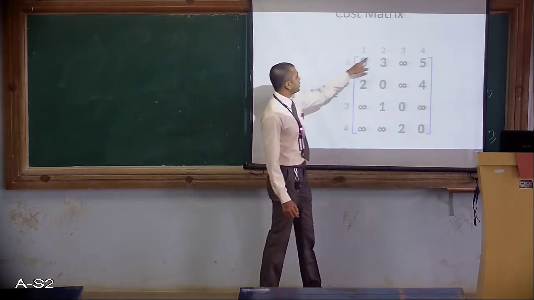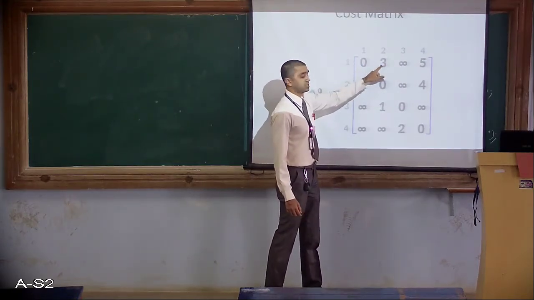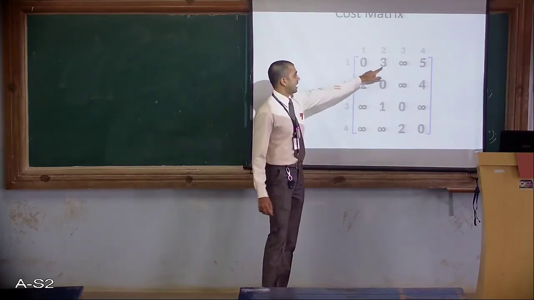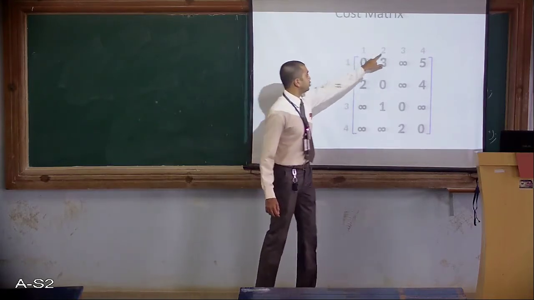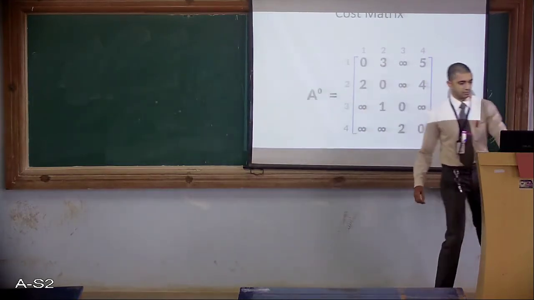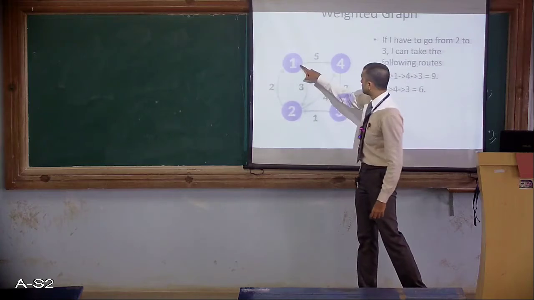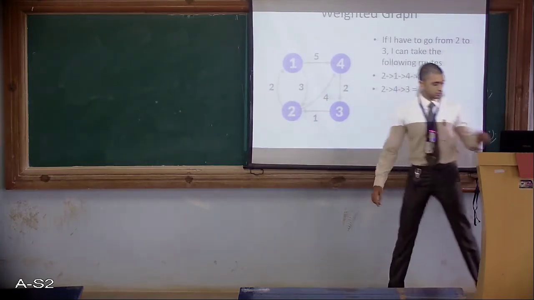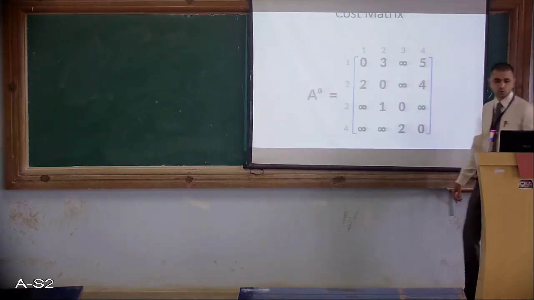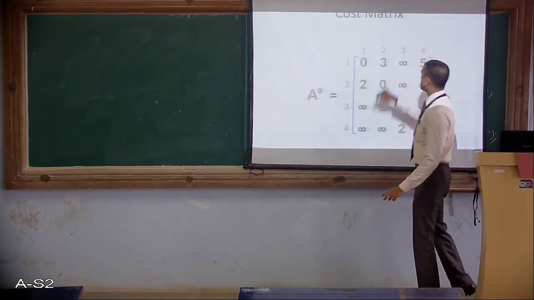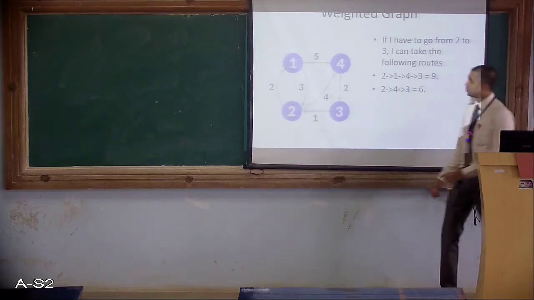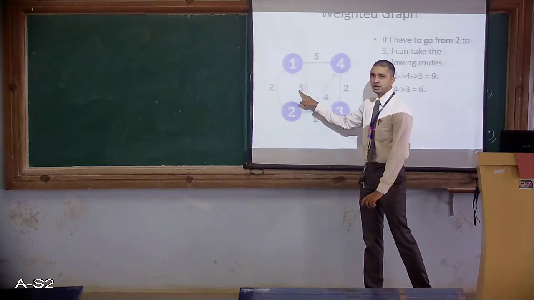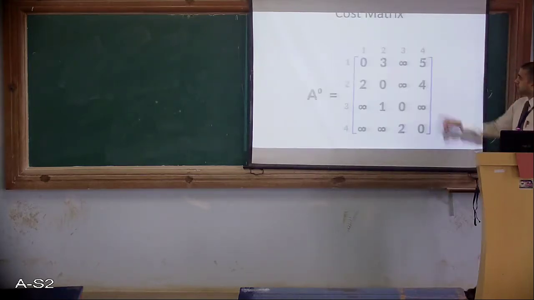Alright, so from 1 to 2, there is an edge. Here I have mentioned 3. In Warshall's algorithm, I would have mentioned it as 1, but in Floyd's algorithm, I have mentioned the cost of it. From 1 to 2, there is an edge, so it is 3. Let's see if it is true. Sorry, it is 1 to 2, not 1 to 3. So from 1 to 2, the cost is 3. Is there an edge? Yes, from 1 to 2, there is a directed edge. What is the cost of this? 3. Similarly, we have to do it for the remaining vertices.